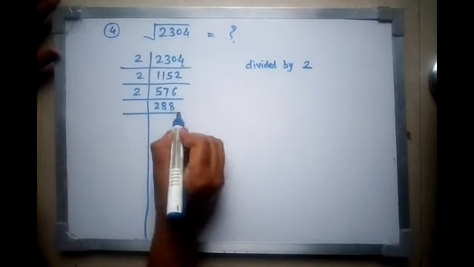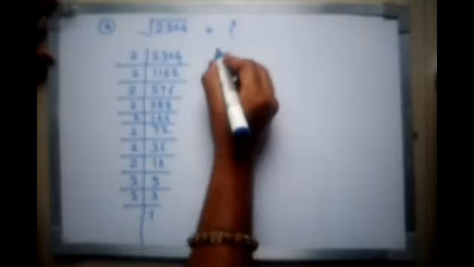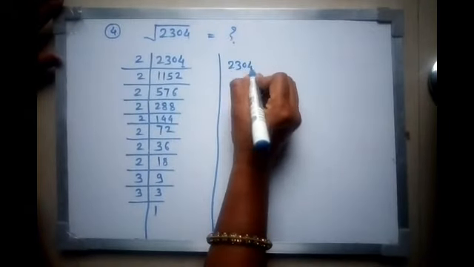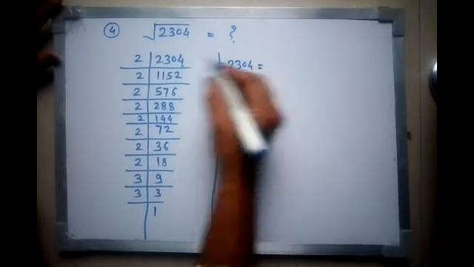Divided by 2, quotient is 288. Divided by 2, quotient is 144. Divided by 2, quotient is 72. Divided by 2, quotient is 36. Quotient is 18. Divided by 2, quotient is 9. 9 divided by 3, 3 ones are 3. A total of 10 factors were found in this number. These 10 factors are written in horizontal method, multiplication form.